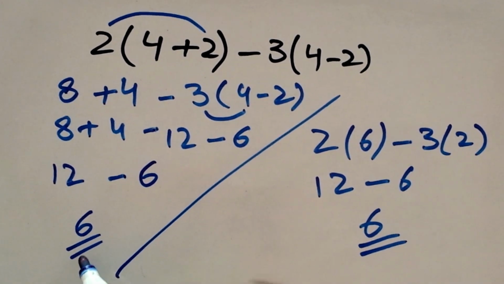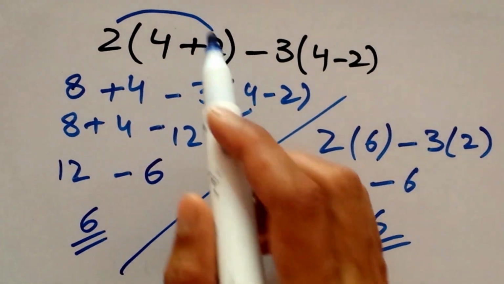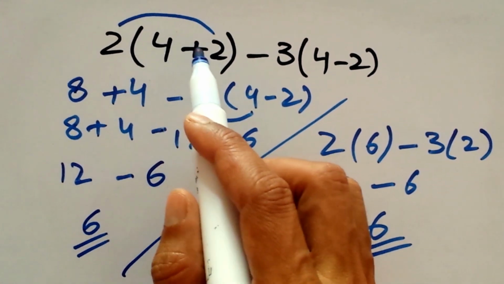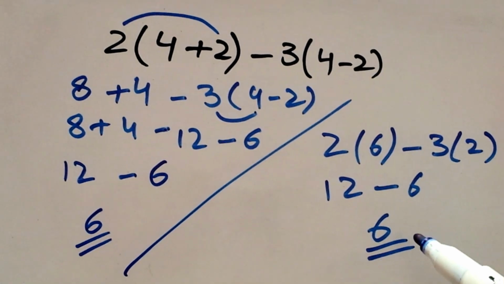Both methods give the same result, 6 and 6. Multiplying 2 with 4 and 2 is also correct. It's just another way to apply the same rule.